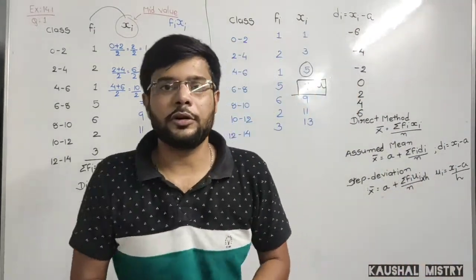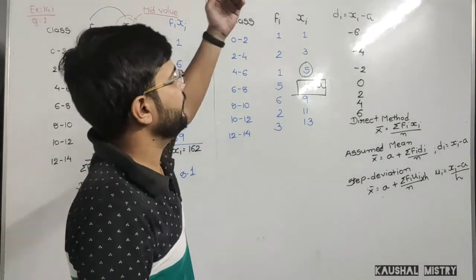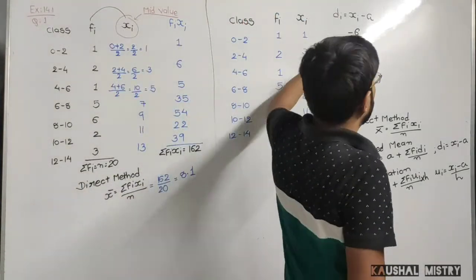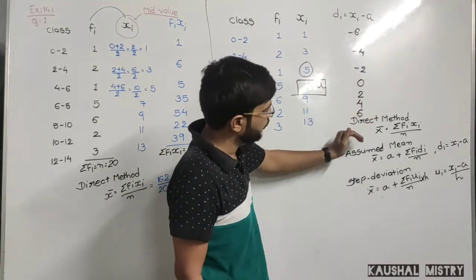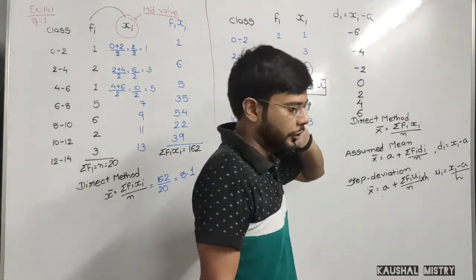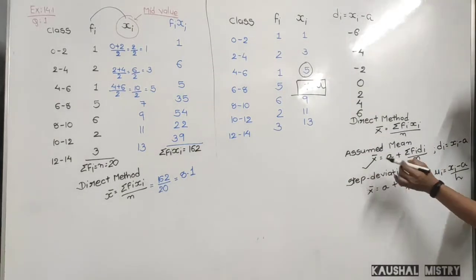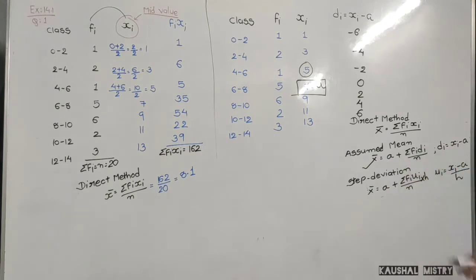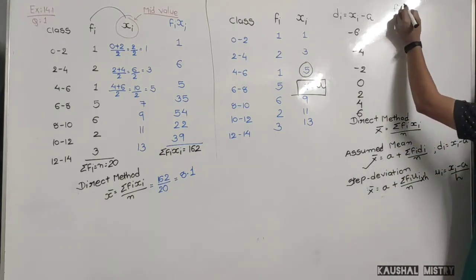In the assume mean method, where the A is chosen, the values above A in the di column will be negative and the values below the 0 will be positive, right? Now the assume mean formula is: assume mean is equal to sigma fi di upon n. So this will be fi di.